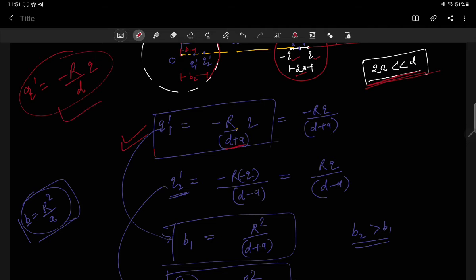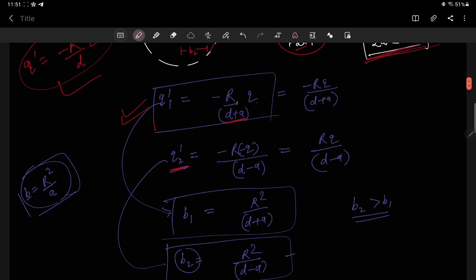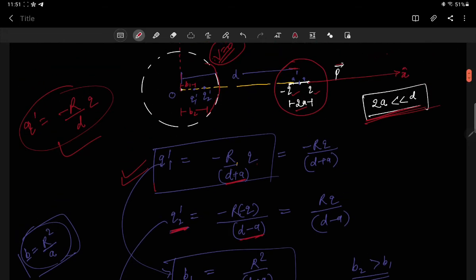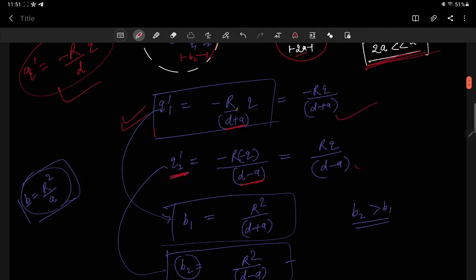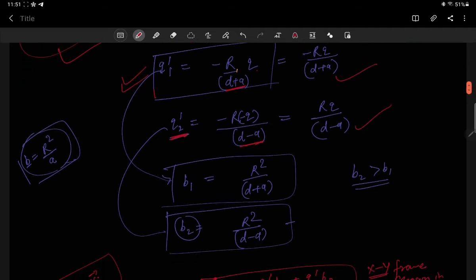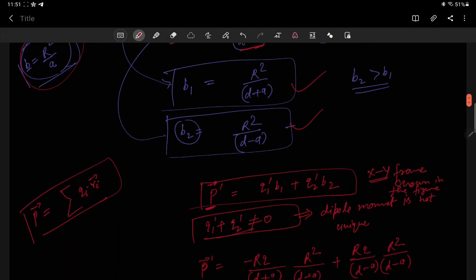Here we have used the distance d plus a and the charge q, and another imaginary charge we have calculated using the distance d minus a, because this q charge has the distance d minus a. So we have calculated both imaginary image charges. Now we have to calculate their distances. The general formula for the distance is this, and similarly we have calculated the distances.